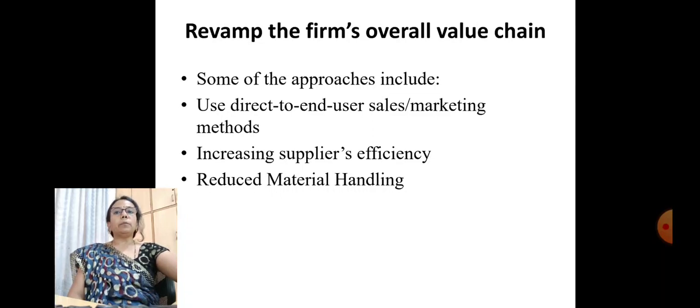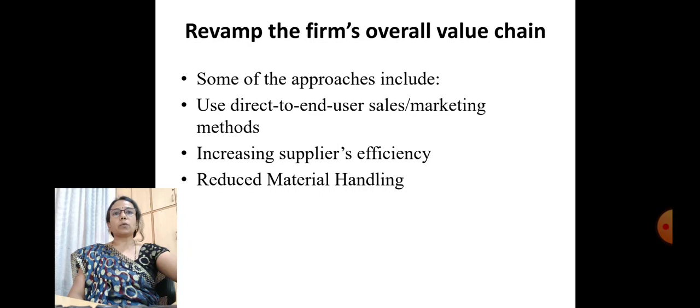So the complete elimination or bypassing of cost producing value chain activities should be undertaken to reduce the overall cost. Some of the approaches include using direct to end user sales or marketing methods. To eliminate the cost of distributors and dealers, a company can switch over to its own sales force, and online sales offer a big cost advantage.